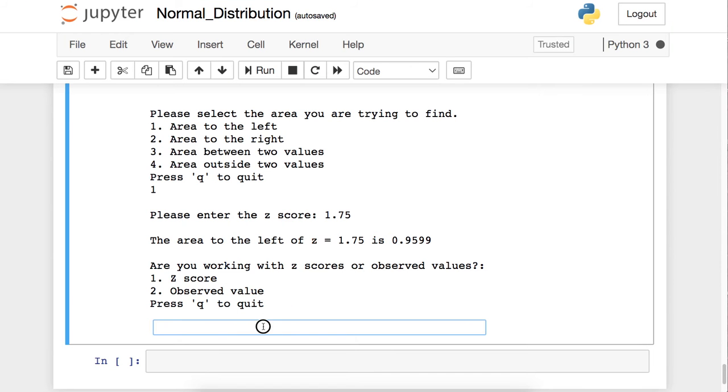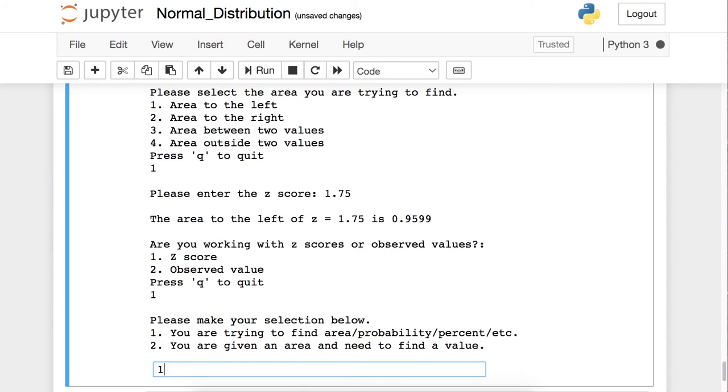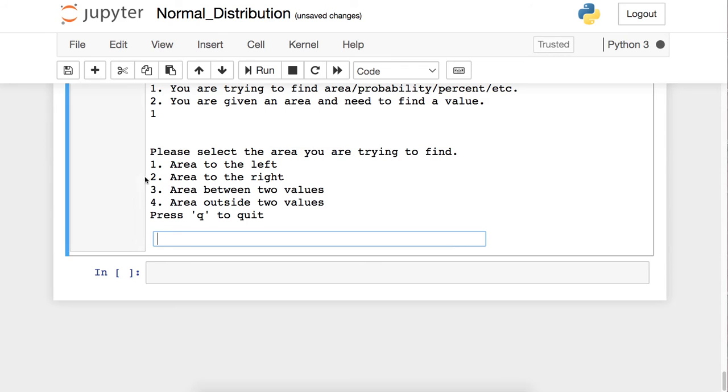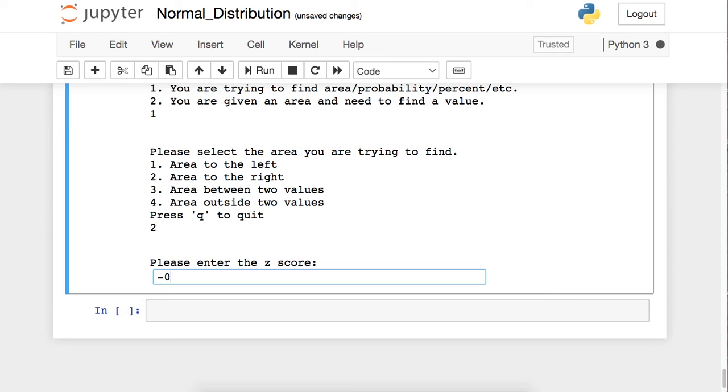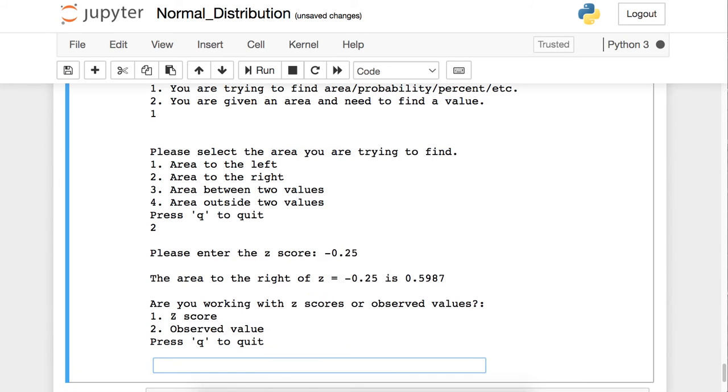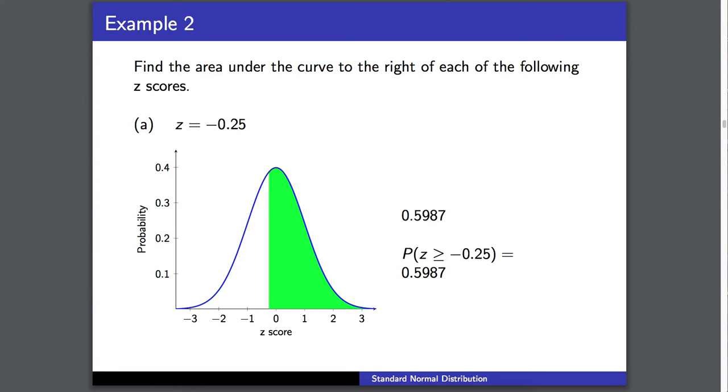So I'm still on this program, haven't quit out of it yet. We're still working with z-scores, and we're trying to find the area. So select option 1. This time we're selecting the area that's to the right, so we're going to select option 2, and the z-score this time is negative 0.25, and there we go, 0.5987. So again, it was above the 0.5, which it should have been. So the probability of selecting a z-score that's greater than negative 0.25 is about 59.87%. So roughly 60% of your values are in this green shaded region.